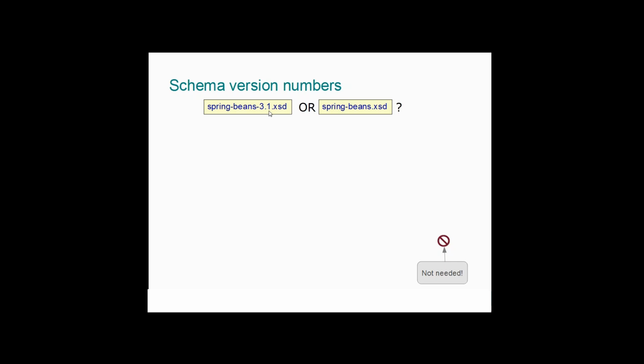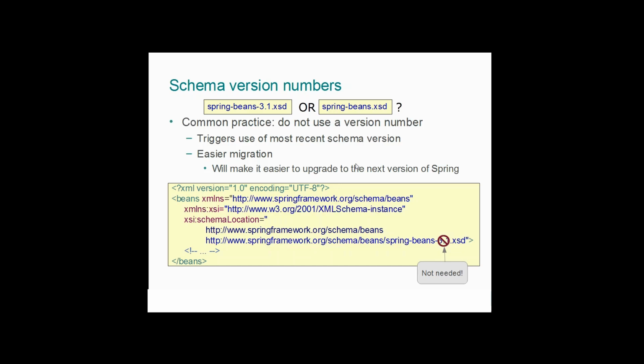So in my XML file, should I configure it pointing to 3.1, or should I use it without a version? It has been handled in the latest Spring. You don't need to worry about the version. If you point to it without a version, Spring will automatically point to the latest version available in the system. So you don't need to update the XML file every time you change the Spring framework. The best common practice is not to use a version number.